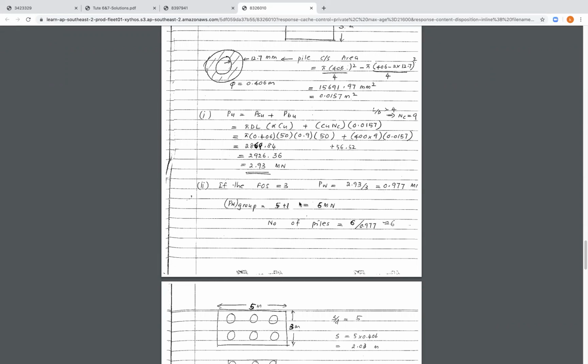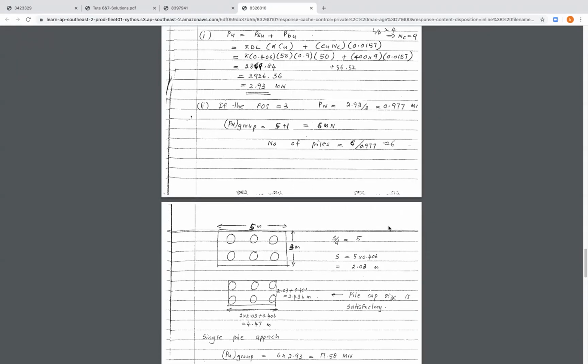So as we can see here, we got this number, 0.977 mega newtons, and we know that the pile group has 6 mega Newton to carry. So this is the total working load. Each pile can carry a working load of 0.977, so we need to divide the total working load by the working load carried by the single pile, and that will give us approximately 6 piles.